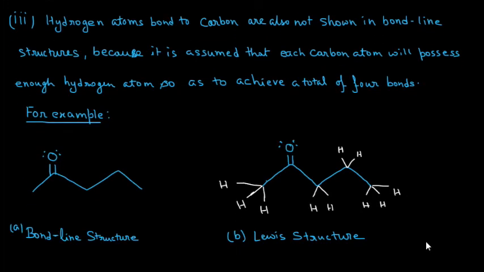Third, hydrogen atoms bonded to the carbon are also not shown in the bond line structure, because it assumes that each carbon atom will possess enough hydrogen atoms so as to achieve a total of 4 bonds. So no hydrogen atoms are shown. For example, the bond line structure for the Lewis structure of this compound: all the hydrogen atoms are not shown here, and at the corners and endpoints we consider the carbon atoms. That's it.